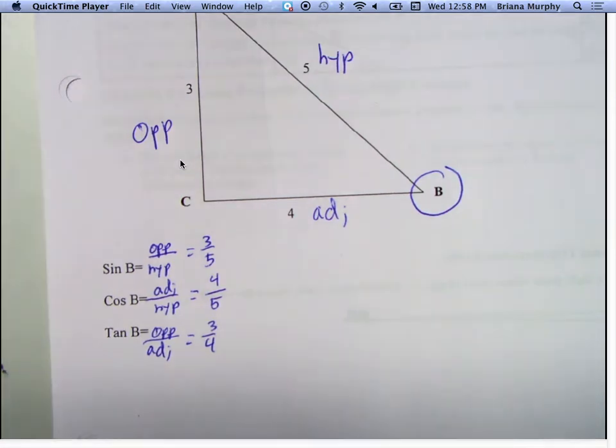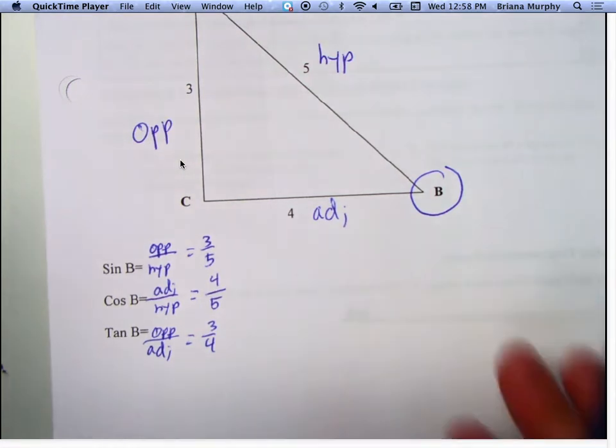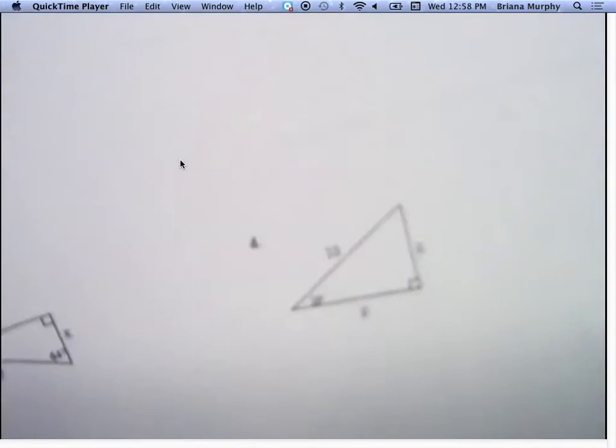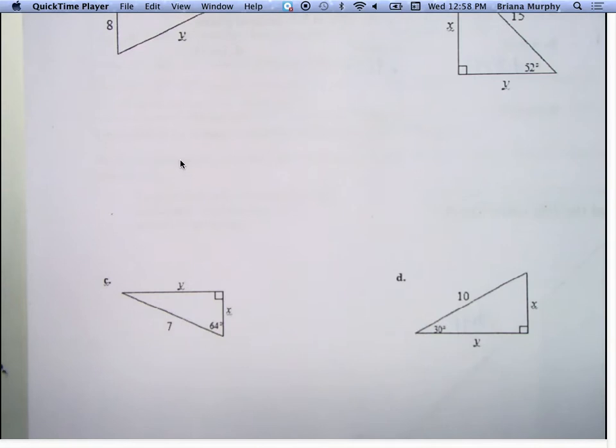Should be review for most of you. Want to make sure we've got it. Okay, let's do some problems now. Next page. All right. We've got 8 examples, and we've got some stuff we've got to learn about or review about special right triangles.